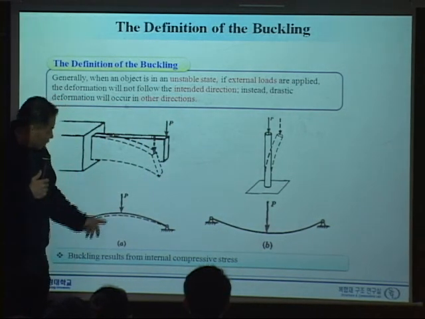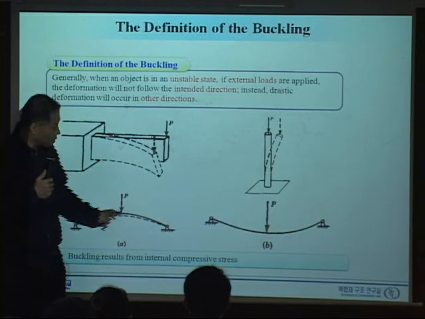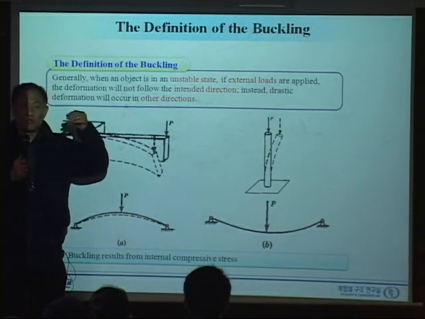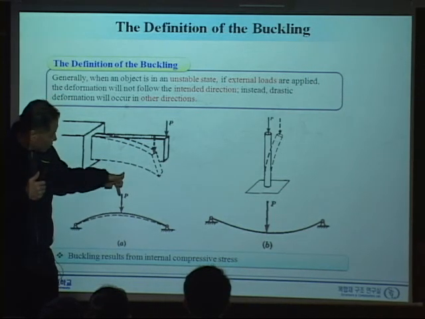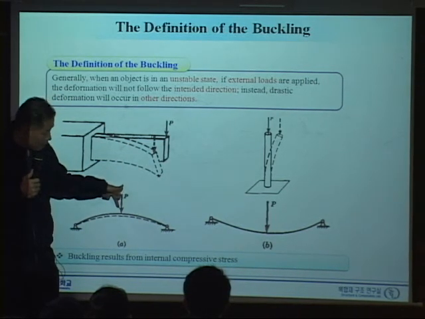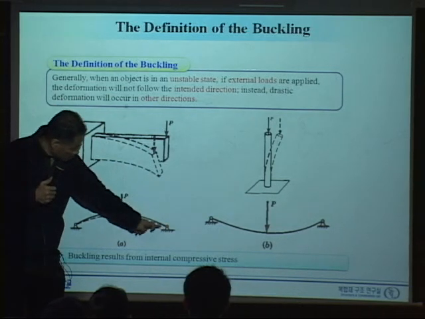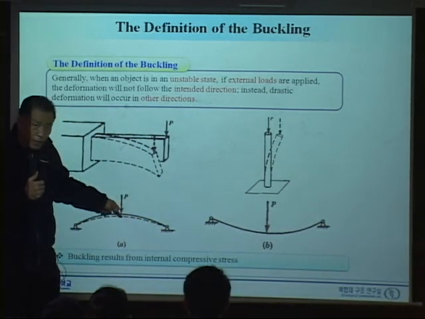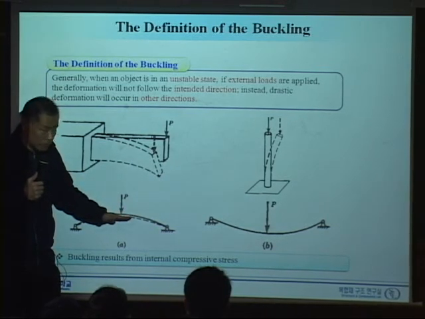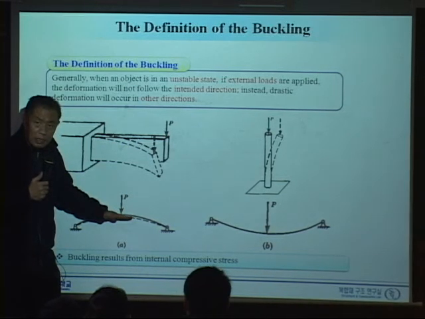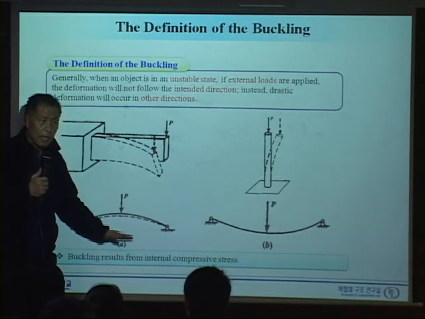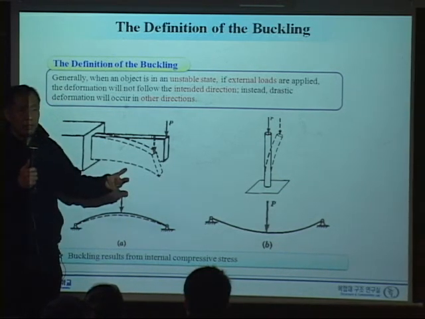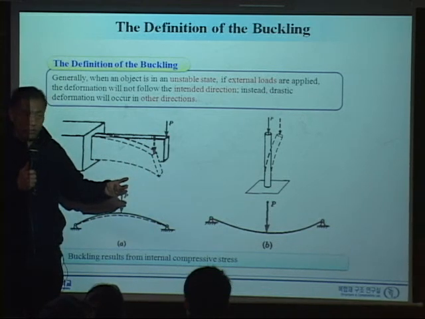And another example is like that. We have a beam which is pre-bent, already bent. Whenever we push this one, it is certainly compressed, and then it becomes very unstable. Once very unstable, it suddenly changes its configuration to the other way. That is another example of an unstable structure.